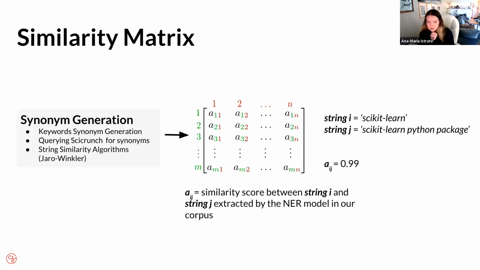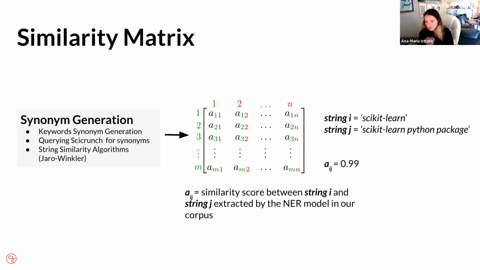So how we're doing that is we build a similarity matrix where we're using three kinds of data sources, including what we call keyword synonym generation. This is just saying, well, if I see something like scikit-learn Python package, then that's just scikit-learn. Scikit-branch is a repository that's able to give us these mappings between things like scikit-learn and sklearn, knowing this is really the same software. And then we're also using string similarity algorithms.